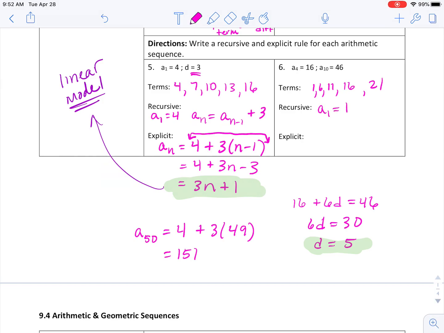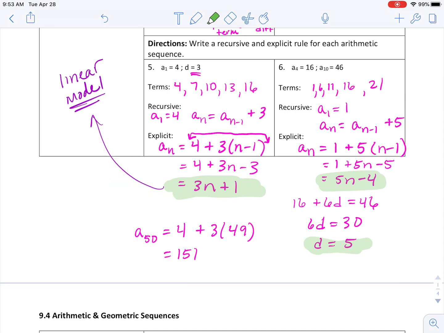The recursive model, I would need to state term 1, which is 1 in this case, and then I would explain that the model is taking the previous term a sub n minus 1 and adding 5. My explicit model is a sub n equals the first term of 1, adding on the common difference of 5, n minus 1 times. Now, like I said, we're going to clean that up. We're going to distribute the 5, and we end up with 5n minus 4 for our explicit model.